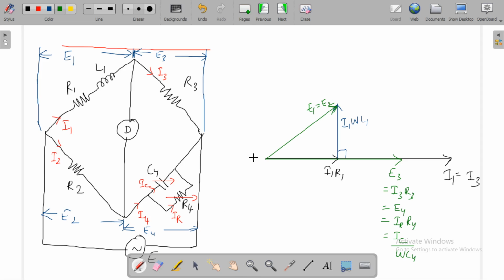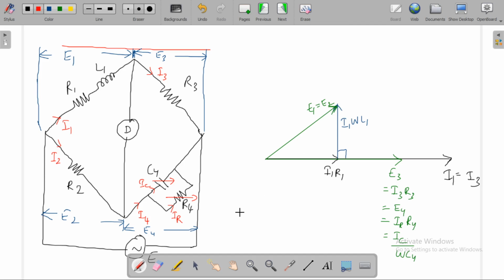Now E3 is equal to E4 here. This phasor is E3 or E4. This phasor is E1 or E2. What is E? E is the phasor sum of E1 and E3, or E2 and E4. I'll do one thing before drawing that.